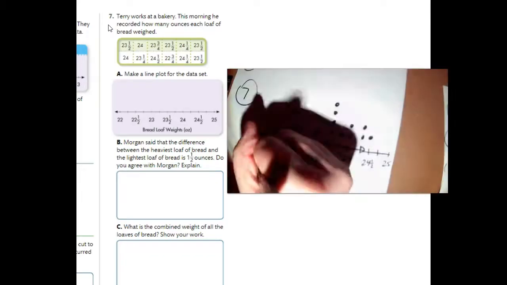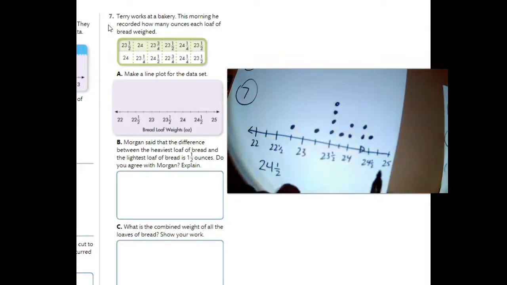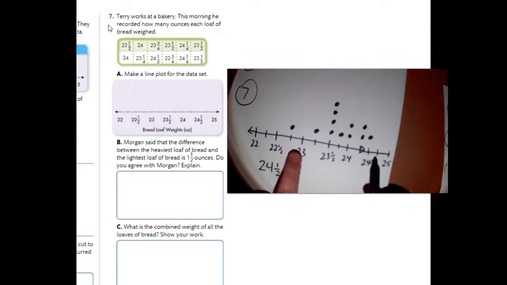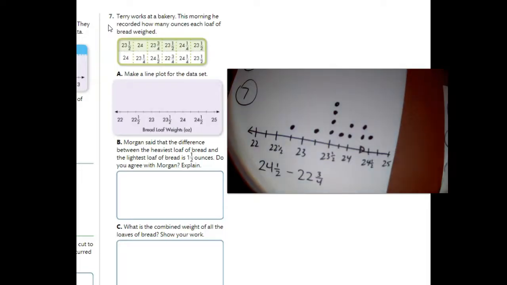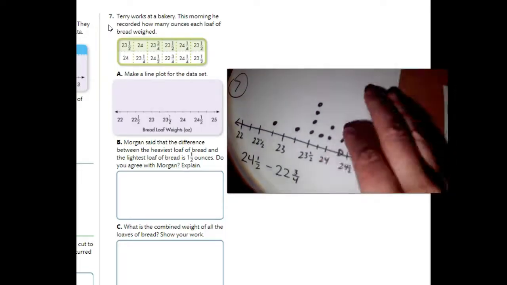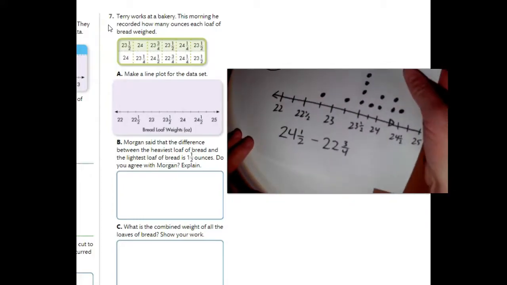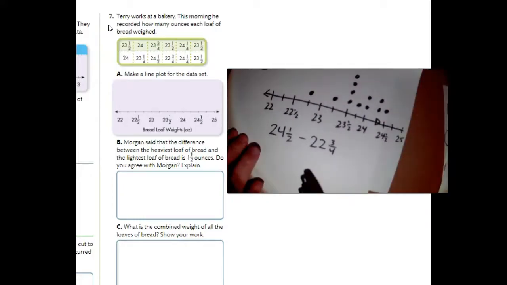For letter B, it says Morgan said the difference between the heaviest loaf of bread and the lightest loaf of bread is 1.5 ounces. Do you agree with Morgan? Man, I don't know about this. We better do the math here and check. So the heaviest loaf of bread was 24 and a half, and the lightest loaf of bread was 22 and 3/4. Without even really doing the math, we might be able to make a judgment on Morgan's thoughts. He says the difference is 1.5 ounces. Am I going to take 24 and a half minus 22 and 3/4 and come up with 1 1/2?